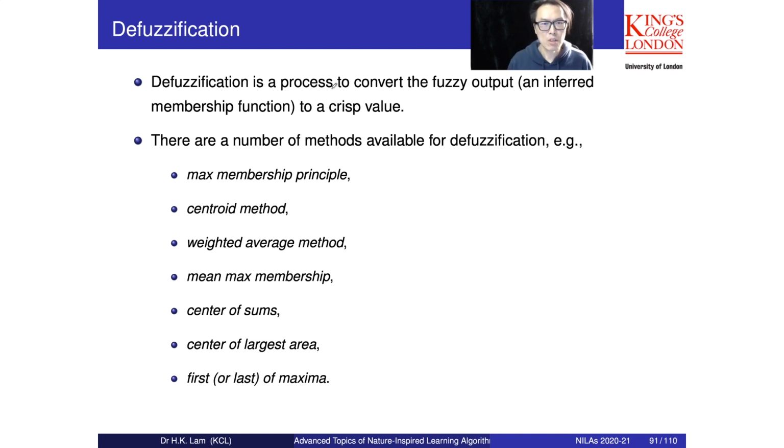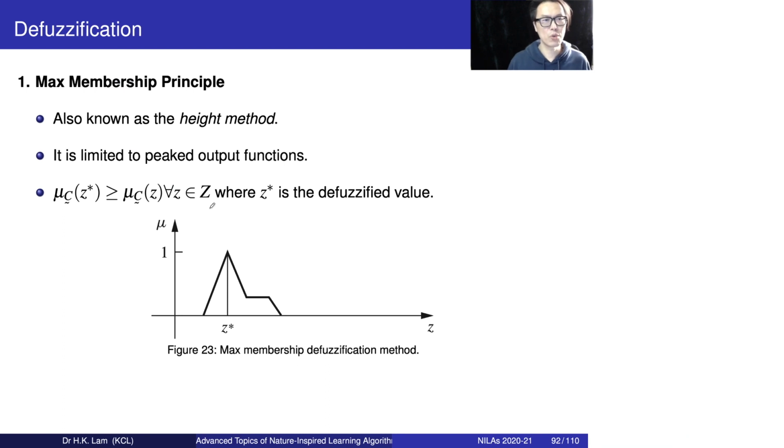So we are going to learn about all these methods, that is the defuzzification methods, and we have to make a decision which one we are going to use. Different defuzzification methods will give you different results. Some of them require more computation to compute the output. Take a look at the first one.